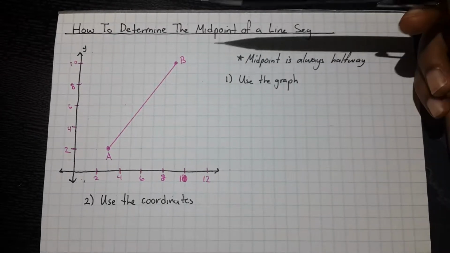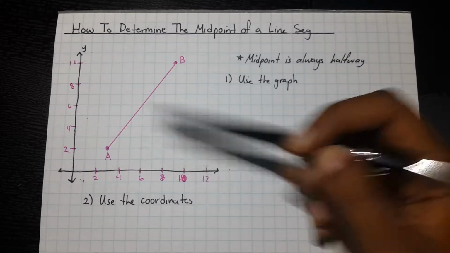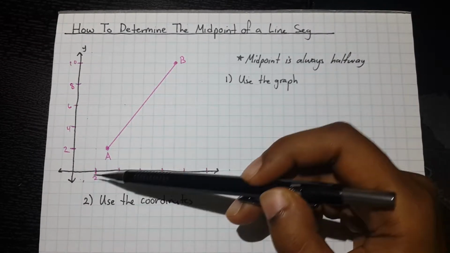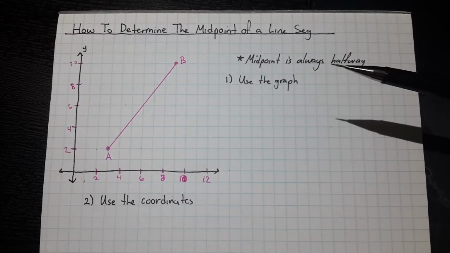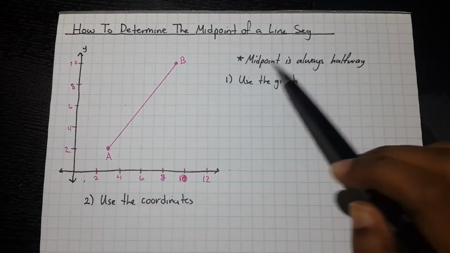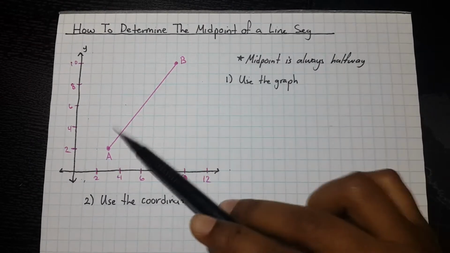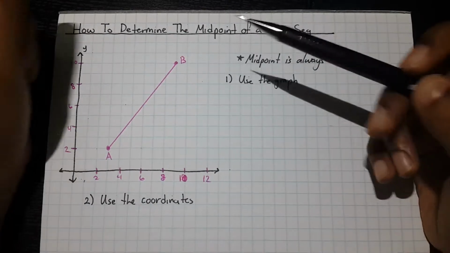Hey guys, so today we're going to go over how to determine the midpoint of any line segment. Here we're starting with our standard graph of a simple line segment on the coordinate plane. And in terms of vocabulary, you always want to remember that the midpoint is always going to be the halfway point between any 2 points on the coordinate plane.